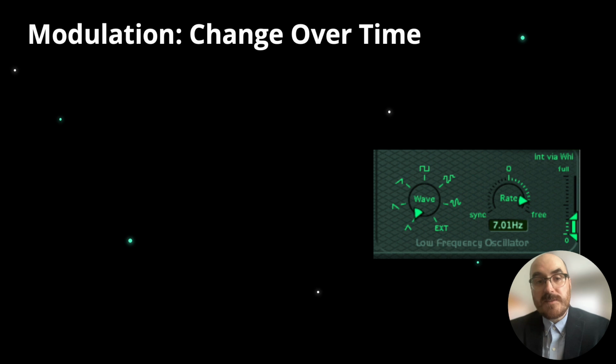Another important part of synthesis is modulation. We only have two hands. So if we're playing a synth with one hand, we can kind of control one control at a time. We can grab one knob and move it. But what if you want to automate that change? What if you want to make a sound that sounds like this?